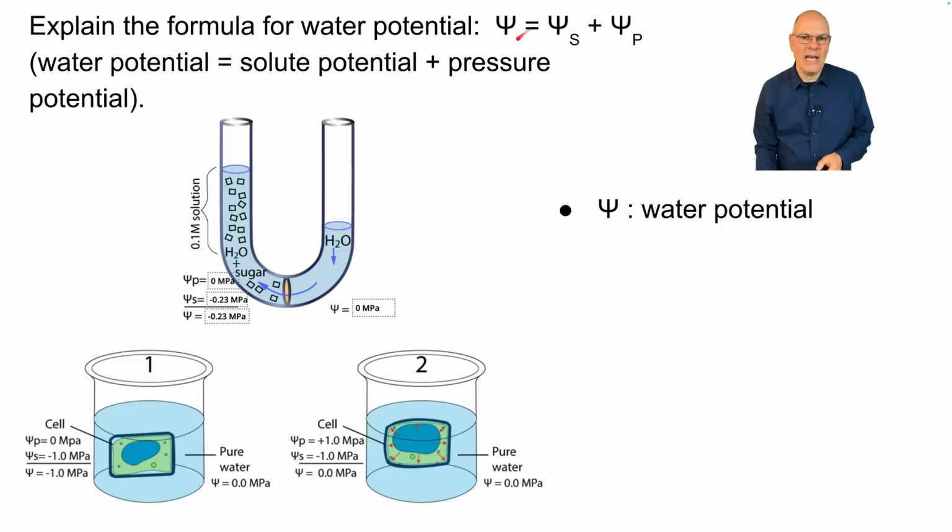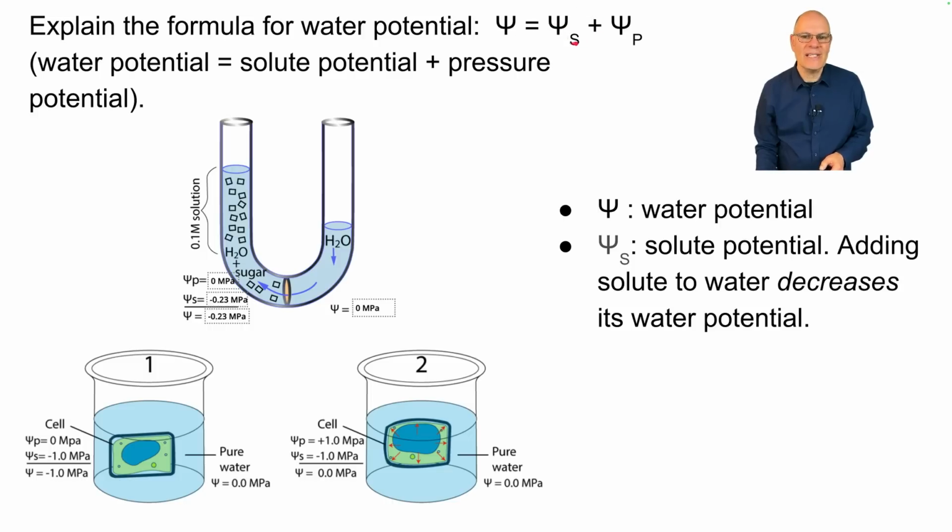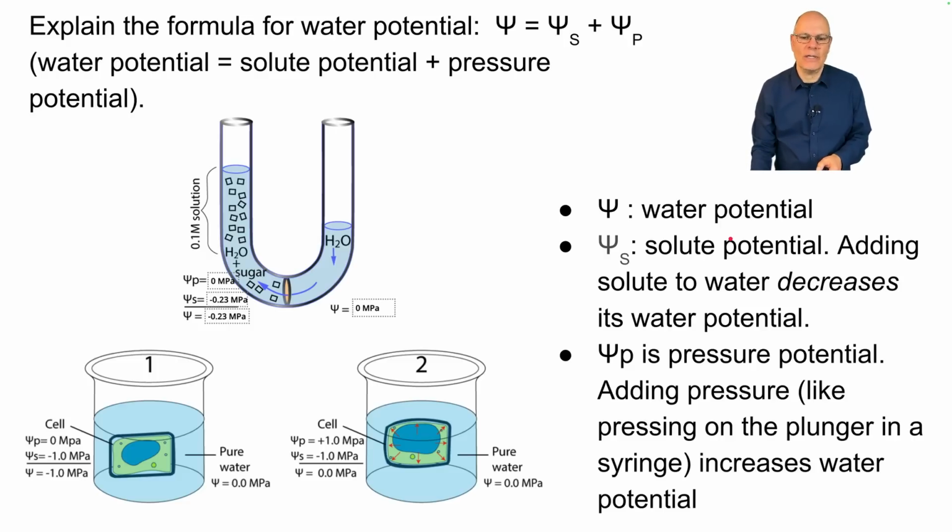So psi is water potential, psi sub s is solute potential. And remember that adding solute to water decreases its water potential. Psi p is pressure potential, and adding pressure, like if you pressed on a syringe, that increases water potential.